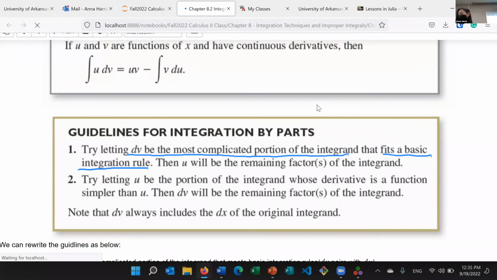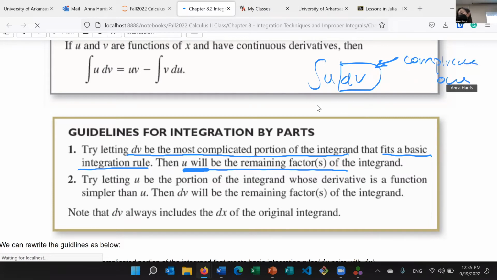And then the other one is u. So when you see a problem, you have a u and dv. You want this dv to be the complicated one, but it has to meet the basic rules. That's the important part. What's the next one say? Try letting u be the portion of an integrand whose derivative is a function simpler than u. So the main thing is this. All right, let's look at the example.